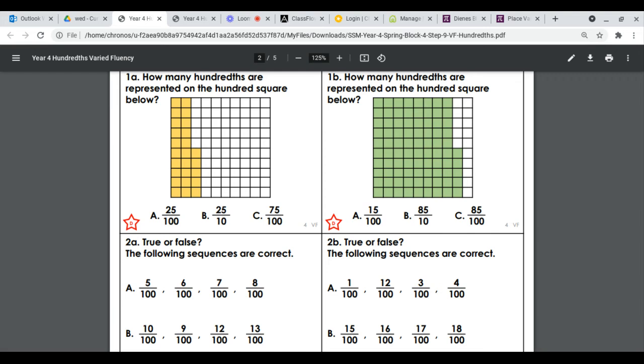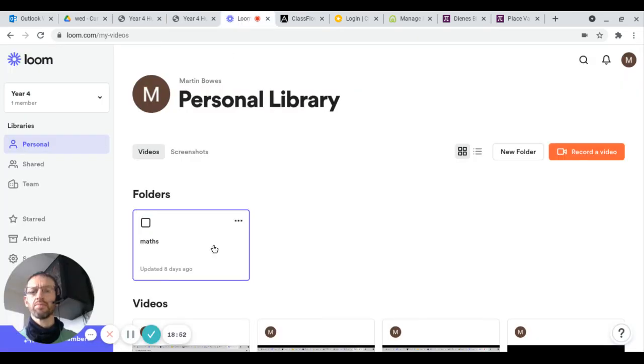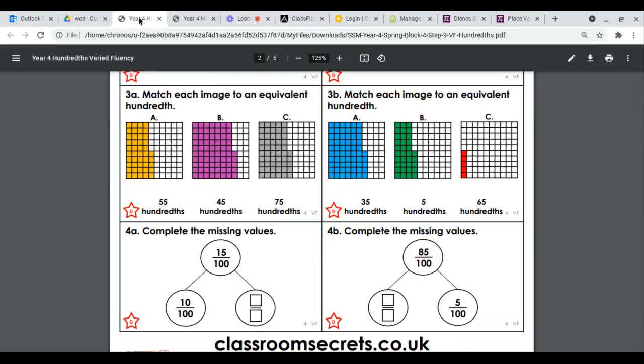Okay, so this is the spicy work. We have question 1A, 1B, 2A and 2B. Pause the video and have a go at this now. And we have the spicy work, the second part. This is still the spicy work, 3A, 3B, 4A and 4B. Have a go at those now.